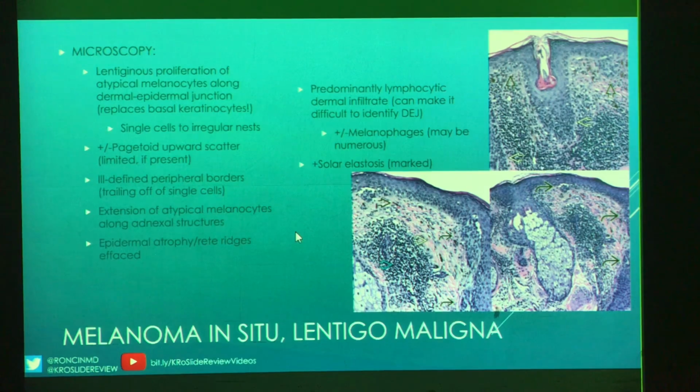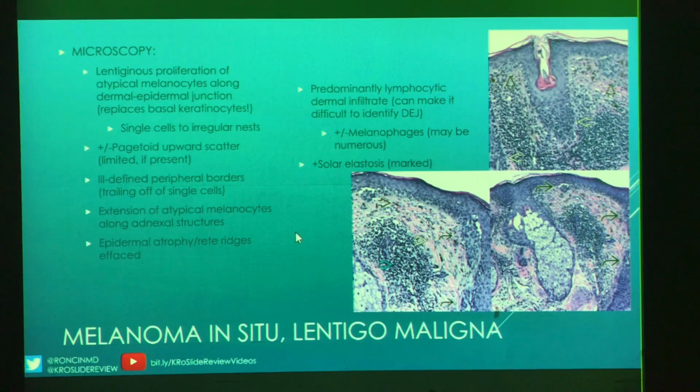They may have pagetoid upward scatter, but if they do, it's going to be very focal. It's not going to be like what we saw in our superficial spreading, where we had lateral and vertical spread within the epidermis. Your peripheral borders are really going to be hard to find because these are single cells extending out laterally, and they can also involve adnexal structures, so keep that in mind. You can have atrophy of your epidermal layer, and your rete ridges can even be effaced, which means they're essentially absent.